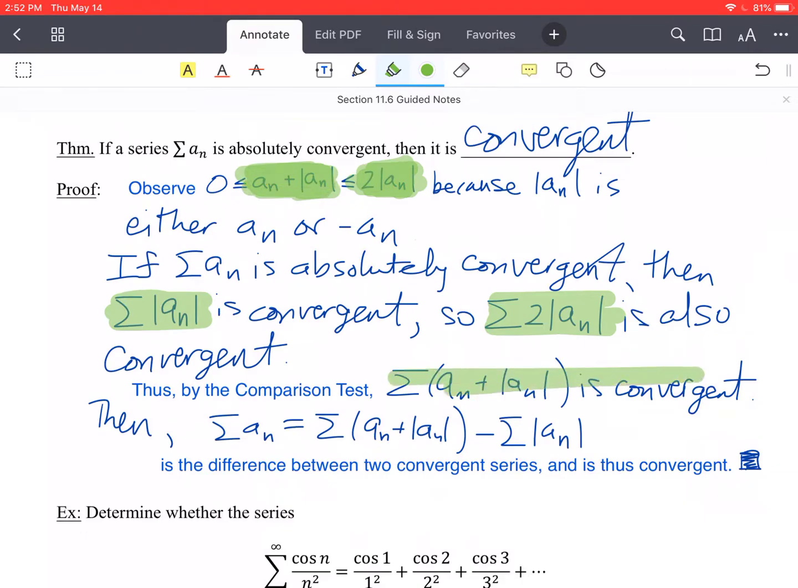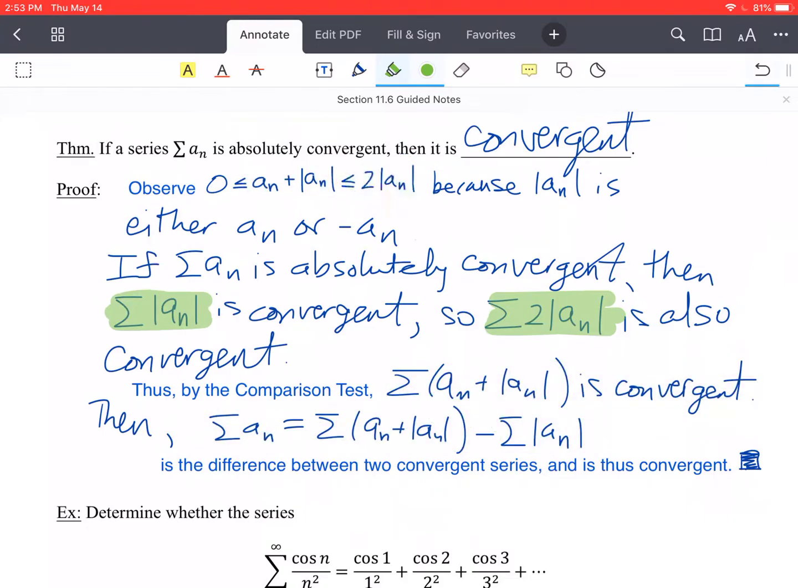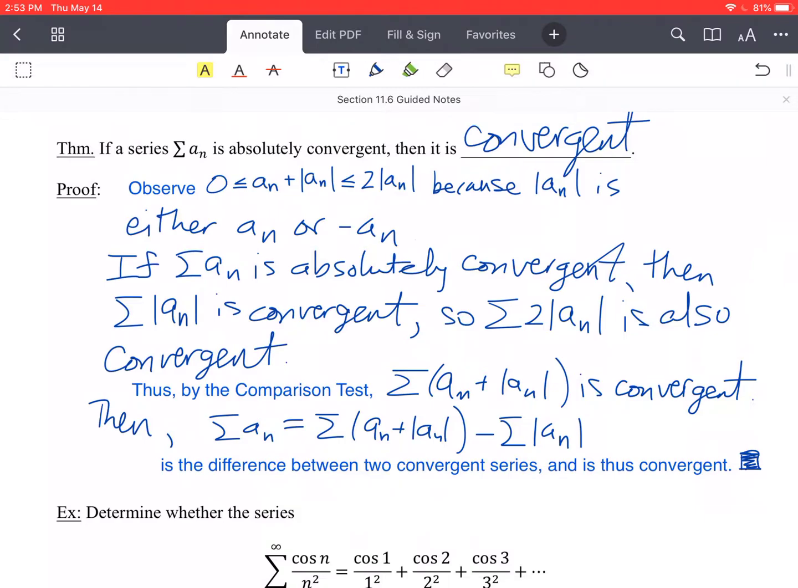Okay, so therefore we get that that sum is convergent, and our original series A can just be written as a difference between the sum with the absolute value minus the sum of the absolute value, right? Take away the absolute value. And because it's a difference of two convergent series, then it must also be a convergent series. And there we have it. So a nice clean argument there to prove this theorem.